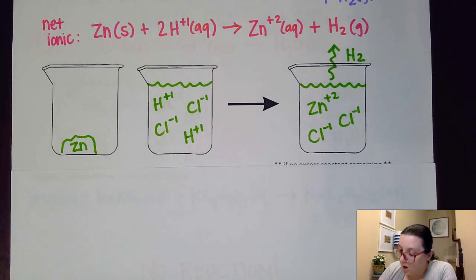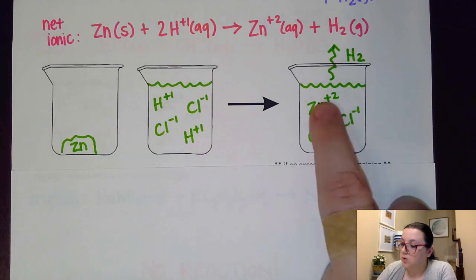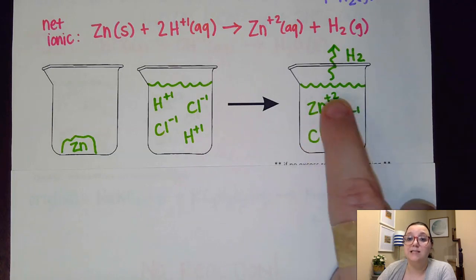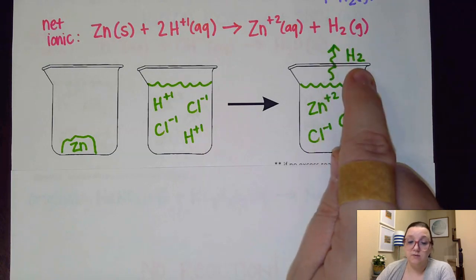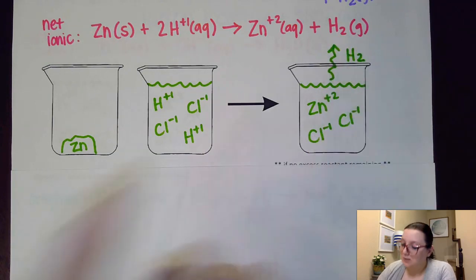So then on the product side, I have that zinc chloride in the solution that would split up into the zinc and the 2 chloride ions. And then I show the hydrogen that would be leaving the container as a gas to give us an idea of kind of the process that's occurring there.